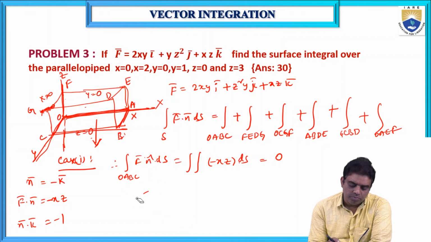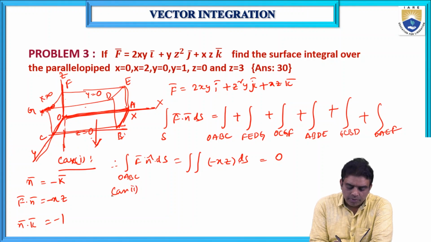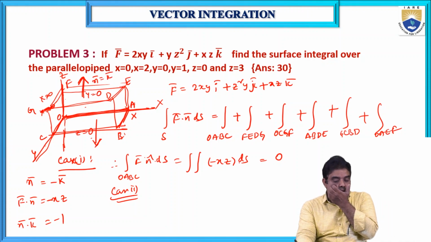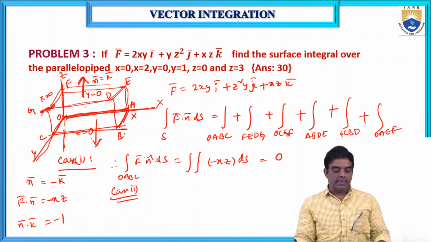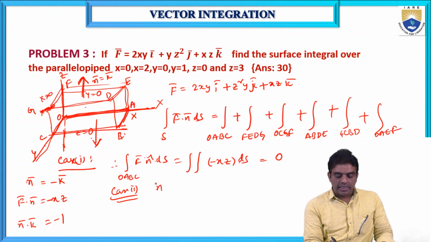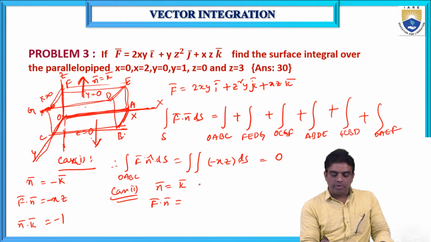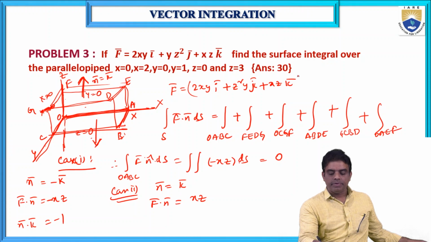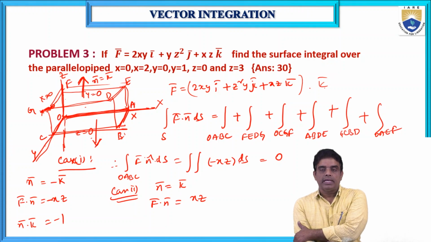Similarly, we go for case 2. What is case 2? That is FEDZ. The outward normal vector is in the direction of the z axis. So n bar is equal to k bar, and f bar dot n bar, what is it? You will get the value xz only, am I right? This dot product with k bar: k bar dot k bar is 1, remaining all zeros. So f bar dot n bar is equal to xz.